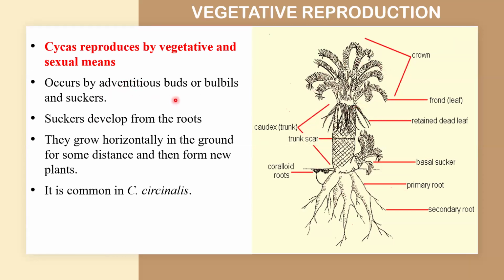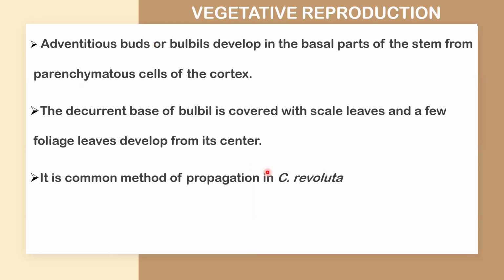Whereas adventitious bud and bulbil are found in stem. Reproduction by sucker is very common in Cycas circinalis. Adventitious bud and bulbil, as we discussed, are formed in the basal part of the stem and they arise from the parenchymatous cells of the cortex in stem.